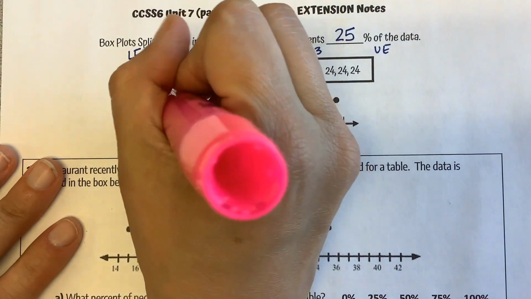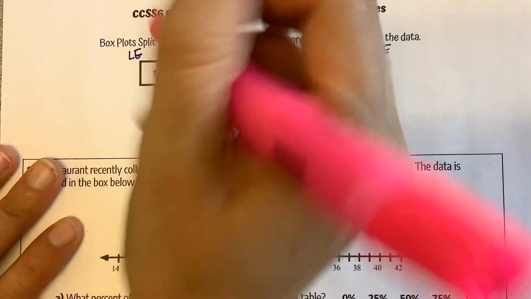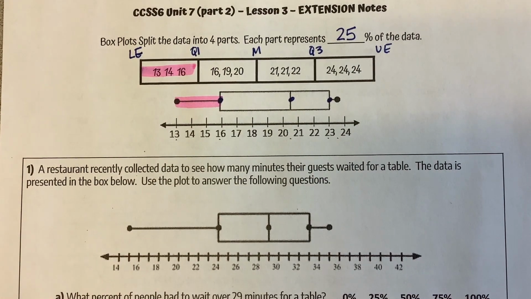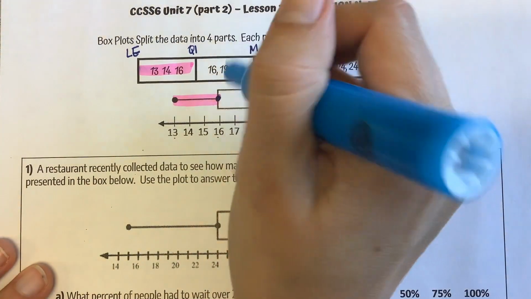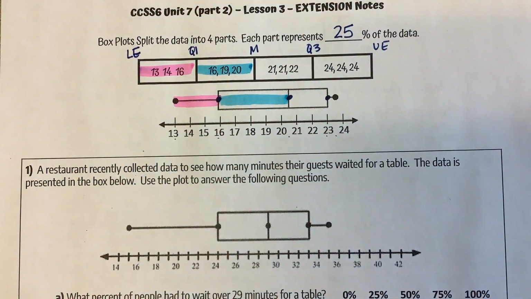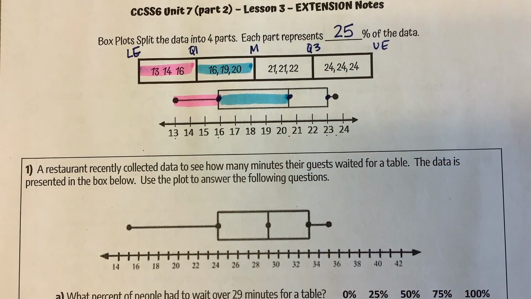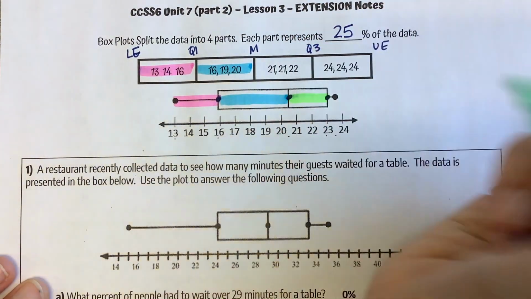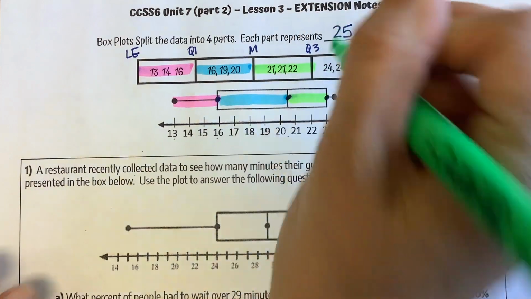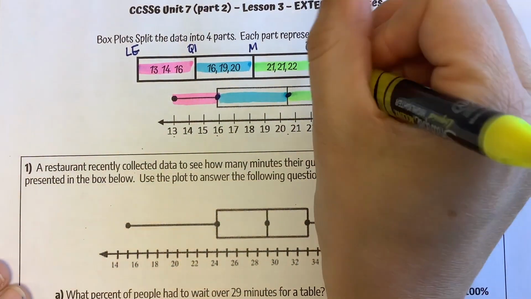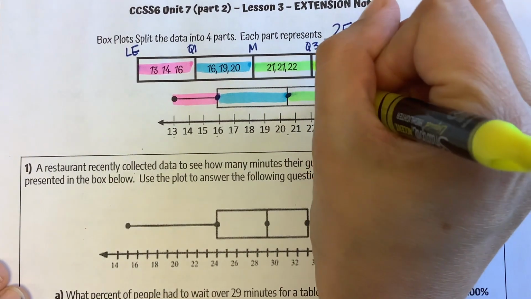You've got our range of our lower extreme to our Q1, which is kind of representing these data values. Then we have our Q1 to our median, which is essentially representing those data values. The next portion right here, we have our median to our Q3. And the last portion, we have our Q3 to our upper extreme.